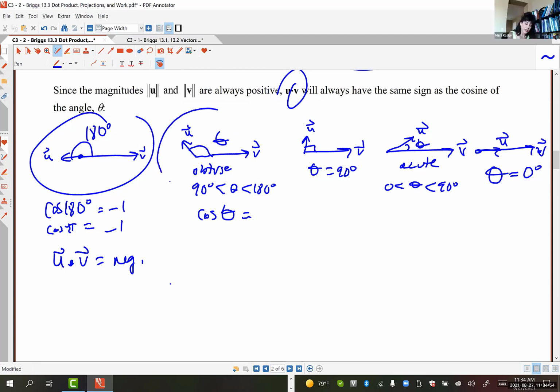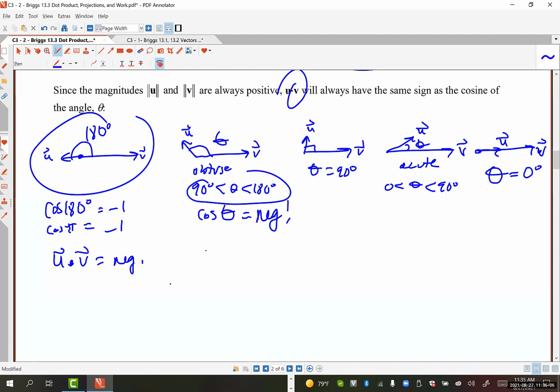Is your cosine positive, negative, or zero if the angle is greater than 90 but less than 180? Anybody remember from trig? It's negative. So that would mean automatically your dot product will be some negative number. Guaranteed.